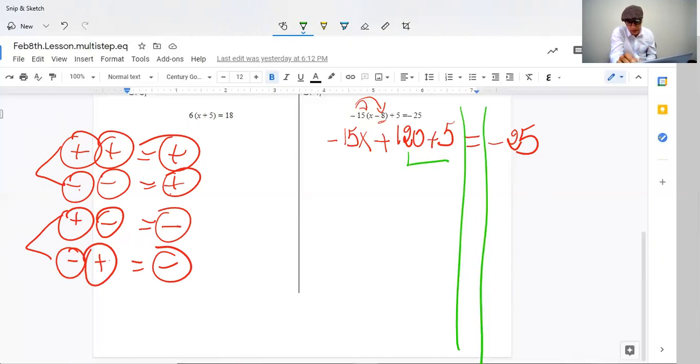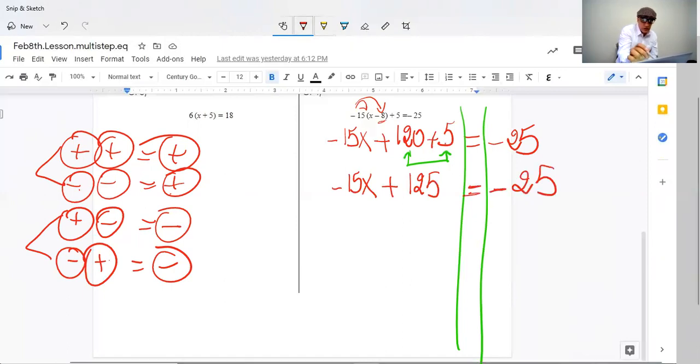There are two things that are like term here. These two are just numbers. I can combine them. So minus 15x plus 120 plus 5 is 125. That's equal to negative 25, okay? So let's do our two steps now. Step 1 and step 2.